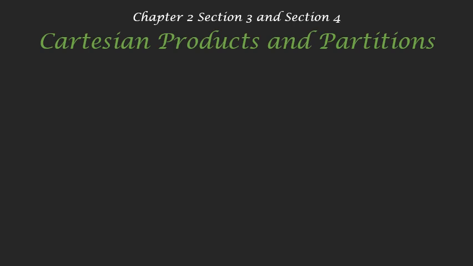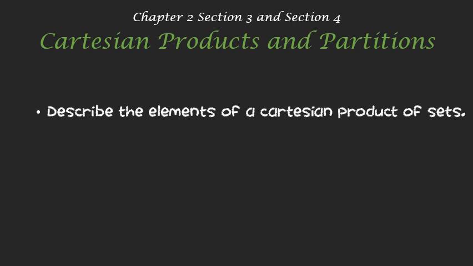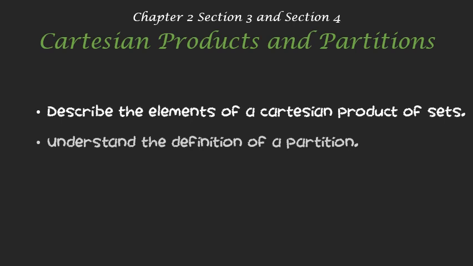If you haven't done so already, make sure you read through these sections in the book and familiarize yourself with the definitions involved. After reading through the text and watching this video, you should be able to describe the elements of a Cartesian product of sets, and list the elements of one. You should understand the definition of a partition, and you should be able to give a partition of a set. Let's get started.